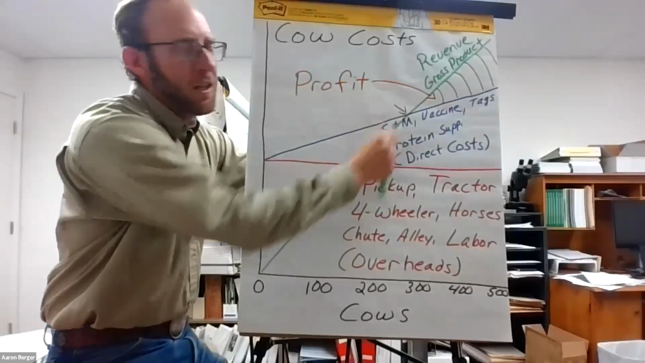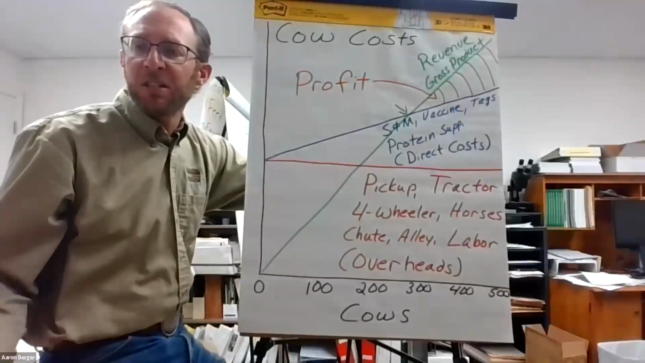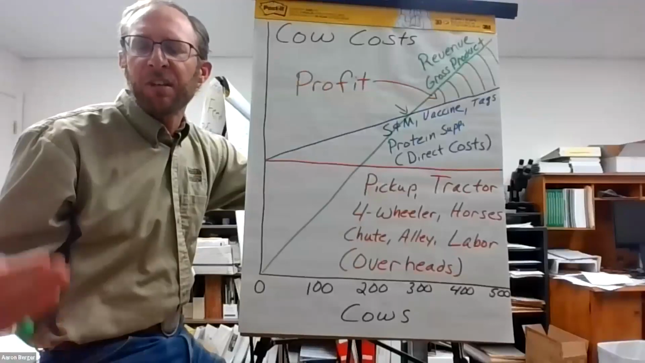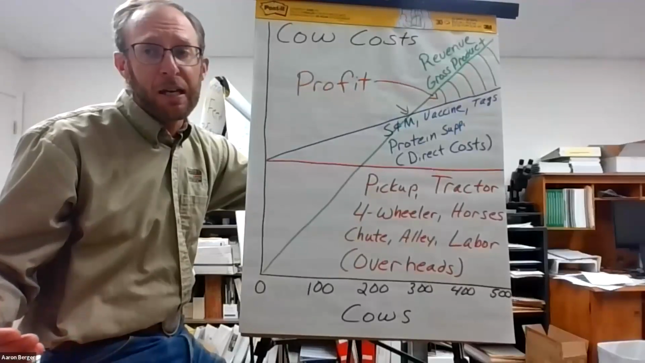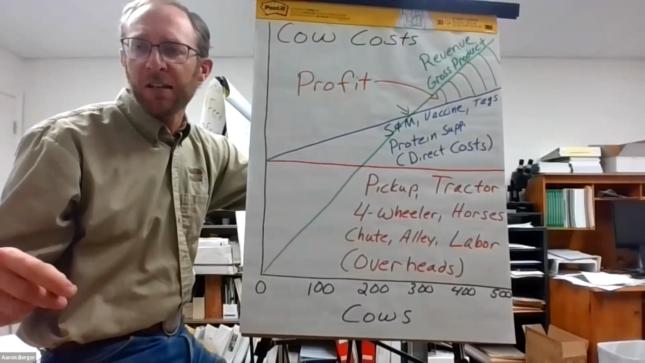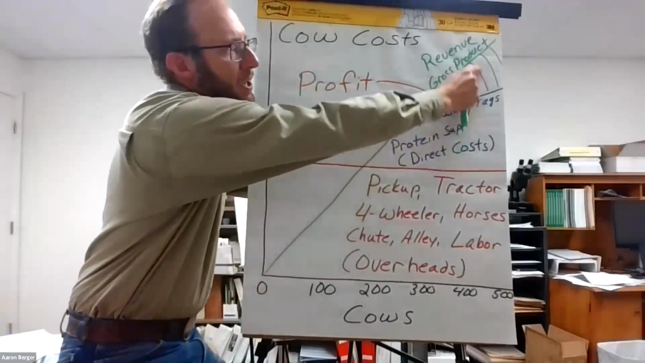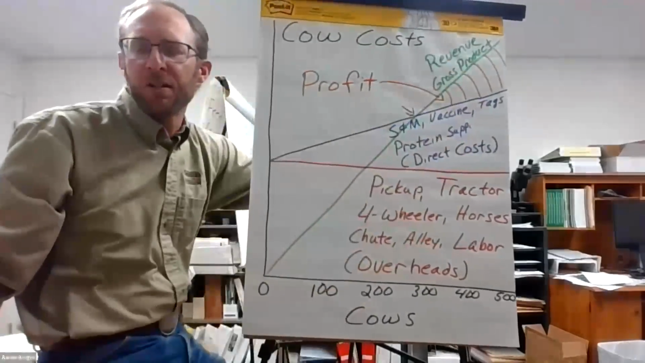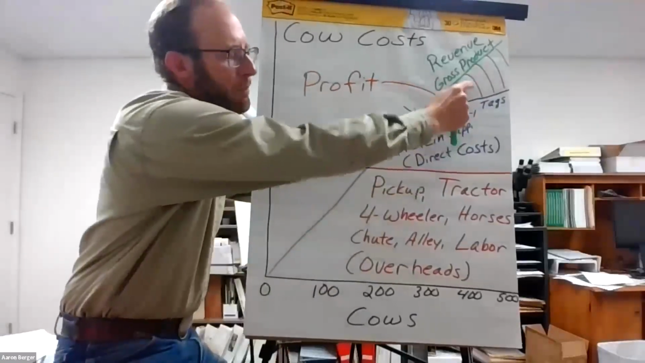Up here where the green line and the blue line meet, that's what we talk about as being break even. I'm covering my costs, direct costs and overhead costs. I'm not really making money. Out here, this area, that's where profit occurs. Okay. This is where we want to be.